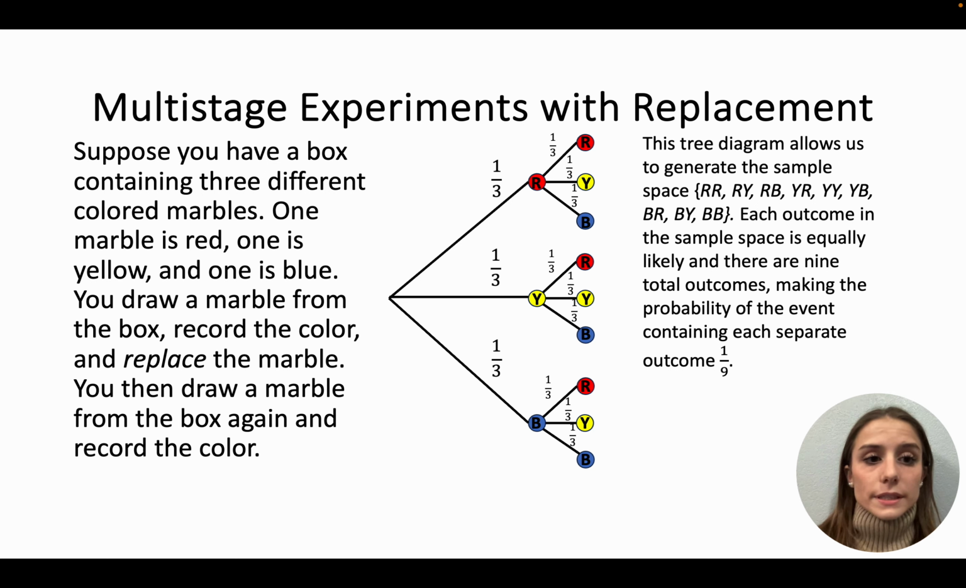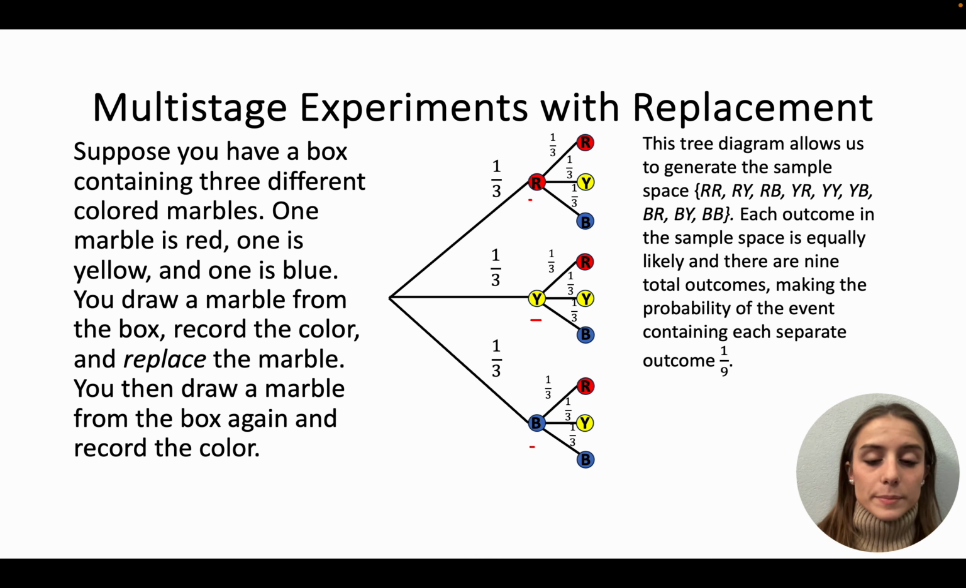Now we'll look at our multi-stage experiments with replacement. Let's suppose you have a box containing 3 different colored marbles. One is red, one yellow, and one is blue. You're going to draw a marble from the box, record the color, and the key is you're going to replace that marble, and then you're going to draw a marble from the box again and record that color.